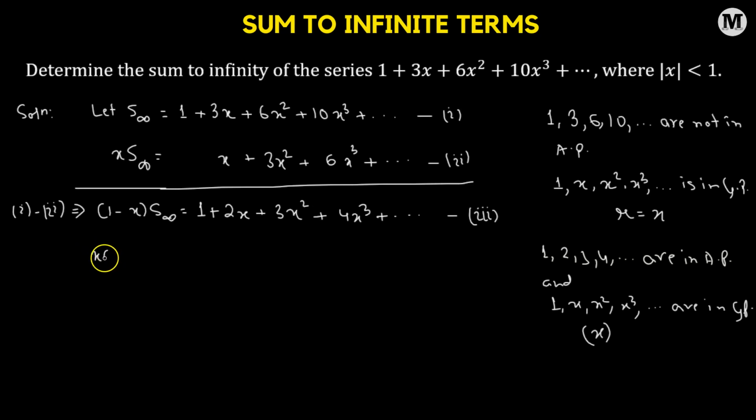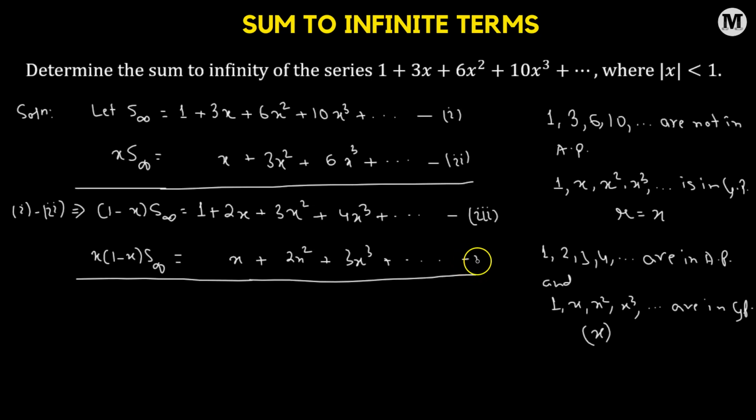And that's going to give us x multiplied to 1 minus x times S infinity, equal to x plus 2x squared plus 3x cubed, and the remaining terms. Let's name this infinite series as number 4. Now this time we are going to do 3 minus 4. On subtraction we get 1 minus x whole squared multiplied to the sum of the infinite terms, equal to 1 added to 2x minus x, that's x, added to 3x squared minus 2x squared, that's simply x squared, 4x cubed minus 3x cubed, that's x cubed, and the rest of the terms.